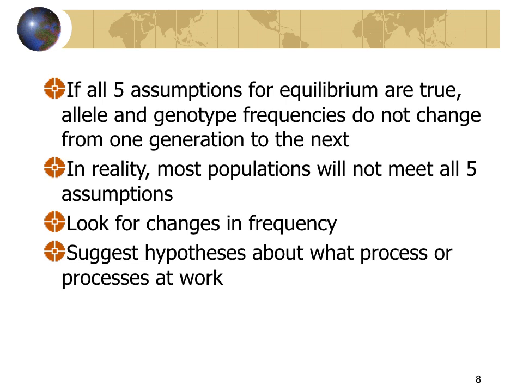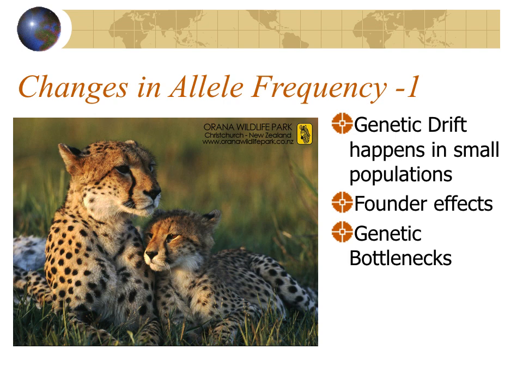In reality, most populations don't meet all five assumptions. And so you can tell this because you look at the frequency of these genes and you find out that they're not in equilibrium, that there's some change going on. And so then you have to kind of suggest what it is. And there are some things that commonly cause these changes.